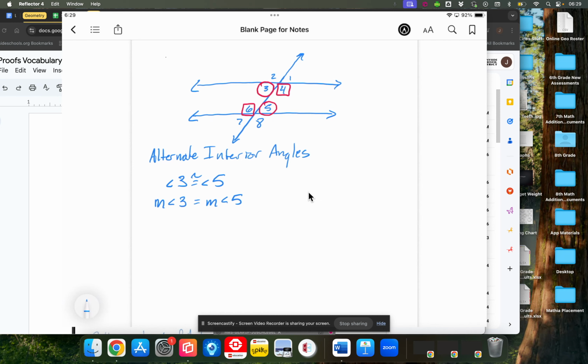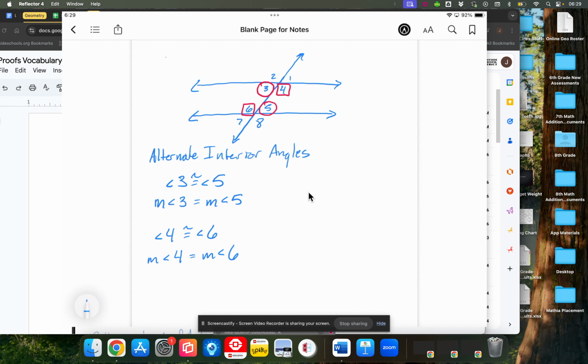Moving on to the other pair, angle 4 is congruent to angle 6 because of alternate interior angles. If they are congruent, their measures are equal, so the measure of angle 4 is equal to the measure of angle 6.